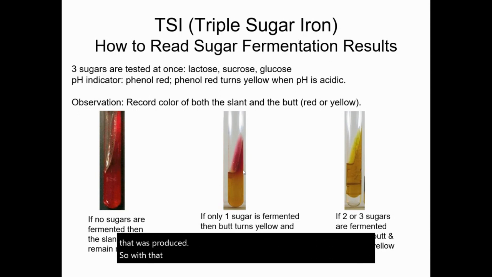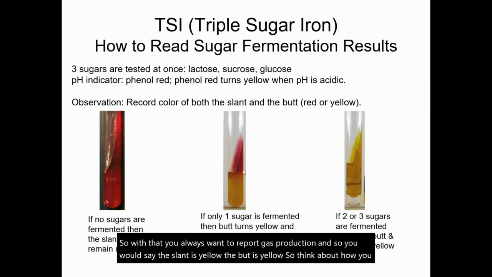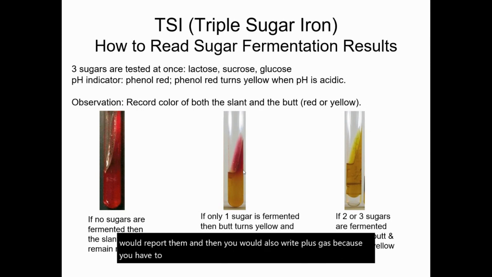So with that, you always want to report gas production. And so you would say, the slant is yellow, the butt is yellow. So think about how you would report them. And then you would also write plus gas, because you have to let somebody know that gas was produced. That is unique to certain organisms and can help you differentiate between them: those that can ferment 2 or 3 sugars but not produce gas, and those that can also ferment 2 or 3 sugars but also produce gas.